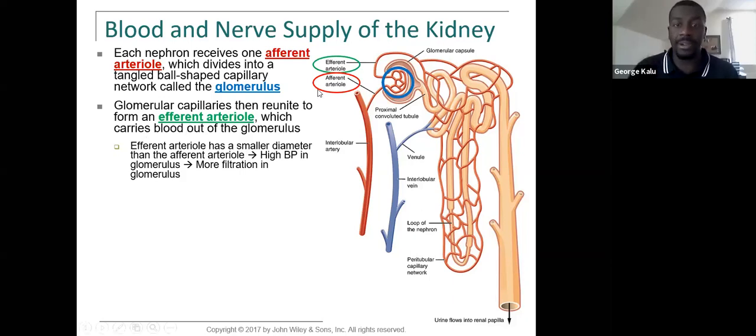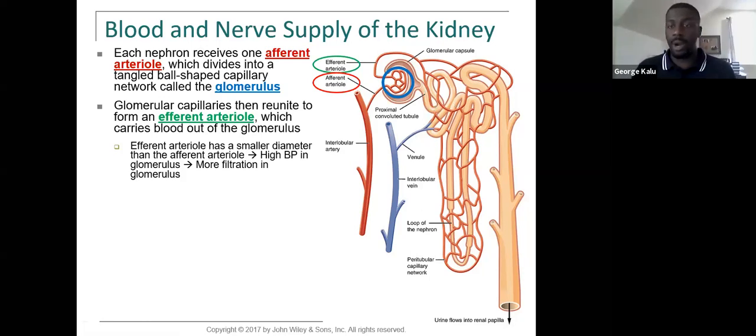But basically what happens here is because the efferent arteriole is much smaller than the afferent arteriole, it creates a higher blood pressure inside the glomerulus. And the glomerulus is the part of the nephron that's responsible for filtration, filtering stuff out of the blood. With a higher blood pressure inside the glomerulus, you're going to be able to push more stuff out of the glomerulus and then into the nephron here.